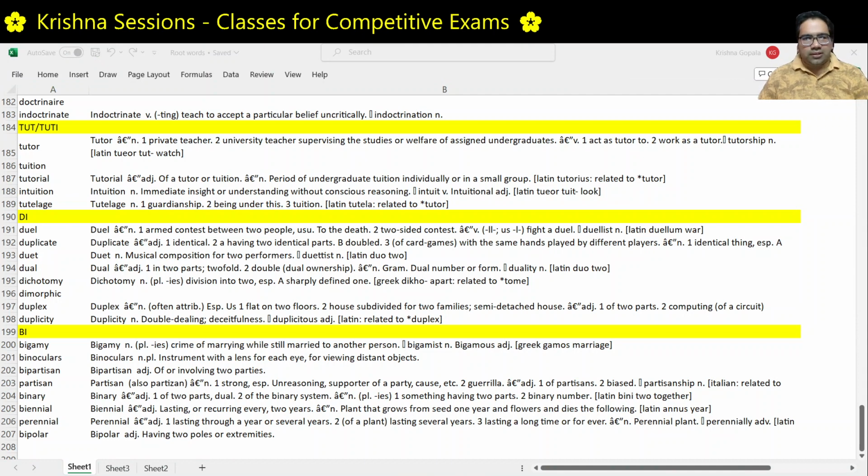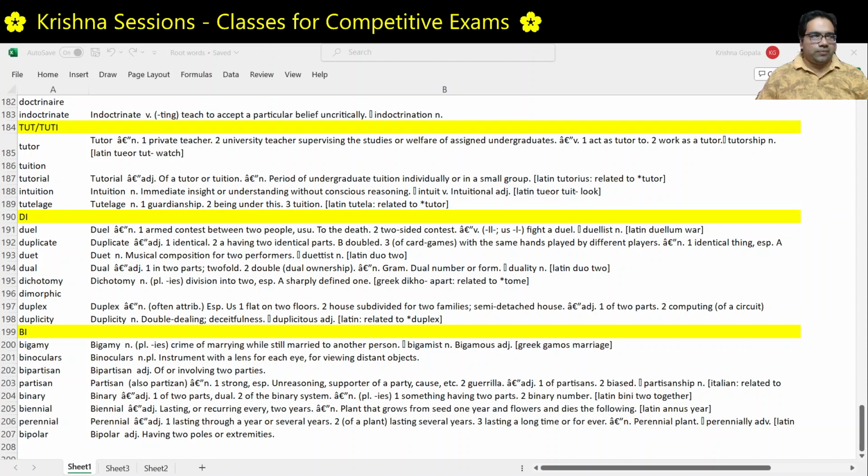Next is tutelage. Again, same tut. Tutelage means the teaching and instruction that one person gives to another. Under his tutelage, she started reading widely. Parental tutelage, etc. That is tutelage. Under the guidance and under the watch, etc. Under French tutelage means under the control of French.